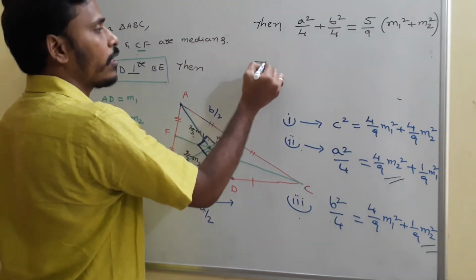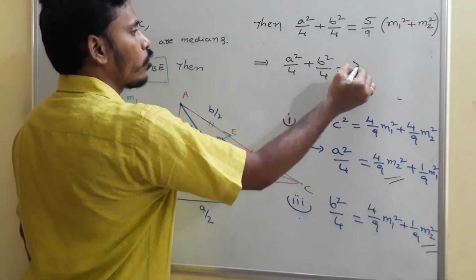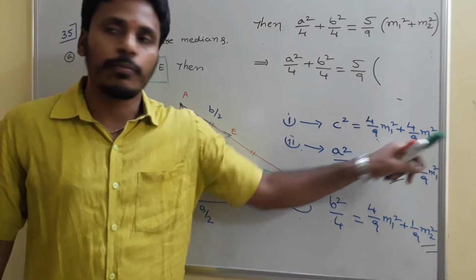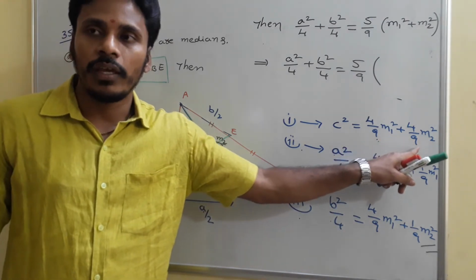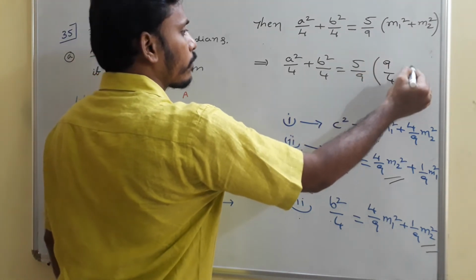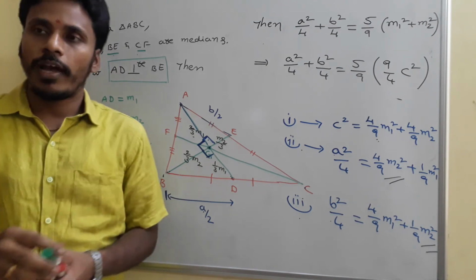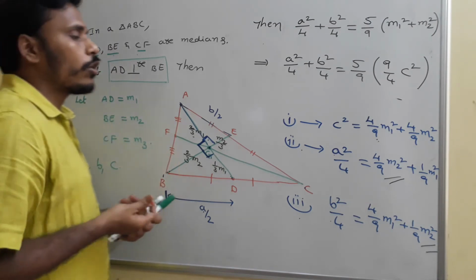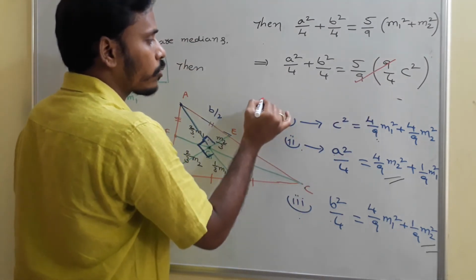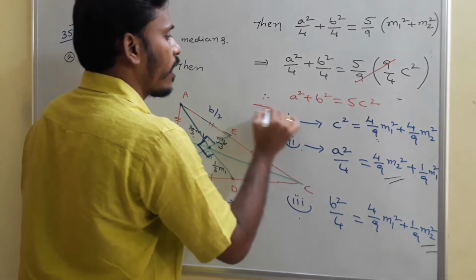In the next step, A square by 4 plus B square by 4 is equal to 5 by 9 into, from this one, m1 square plus m2 square. Here again 4 by 9 is a common thing. If you send that 4 by 9 to this side, it becomes 9 by 4 C square. So A square by 4 plus B square by 4 is equal to 5 by 9 into 9 by 4 C square. If you cancel out these 9s, and common out that 4 also, then you have A square plus B square is equal to 5C square as the final result.